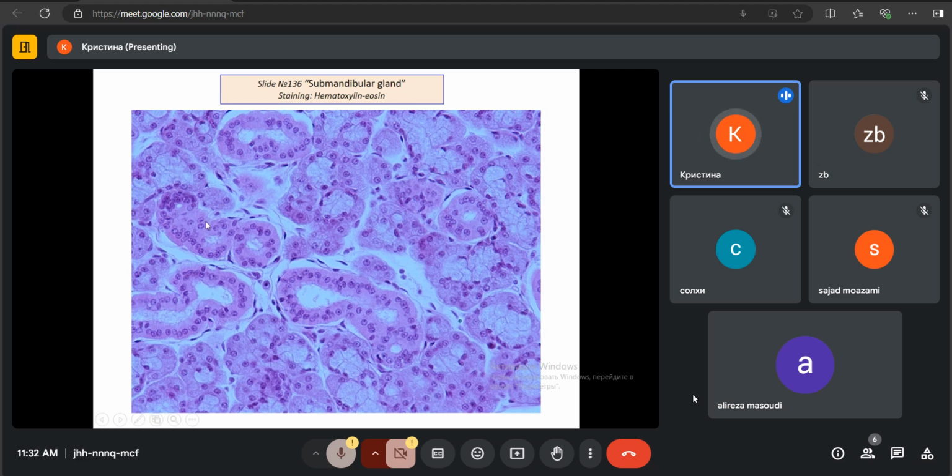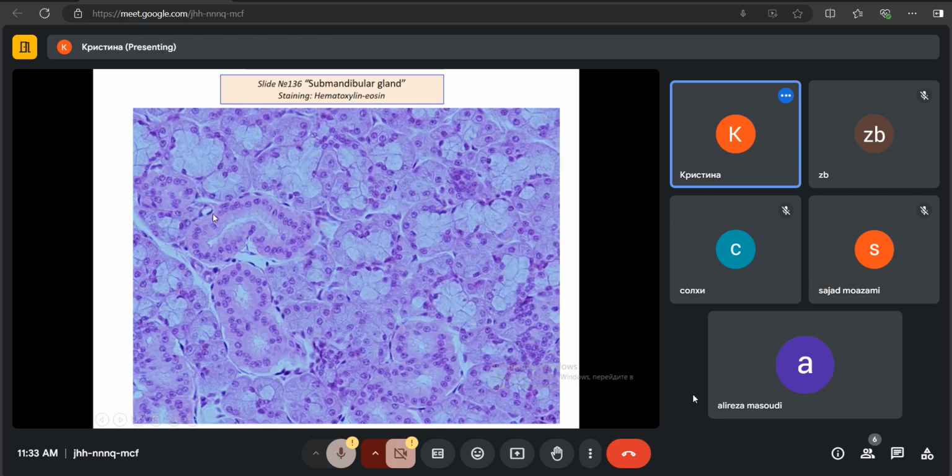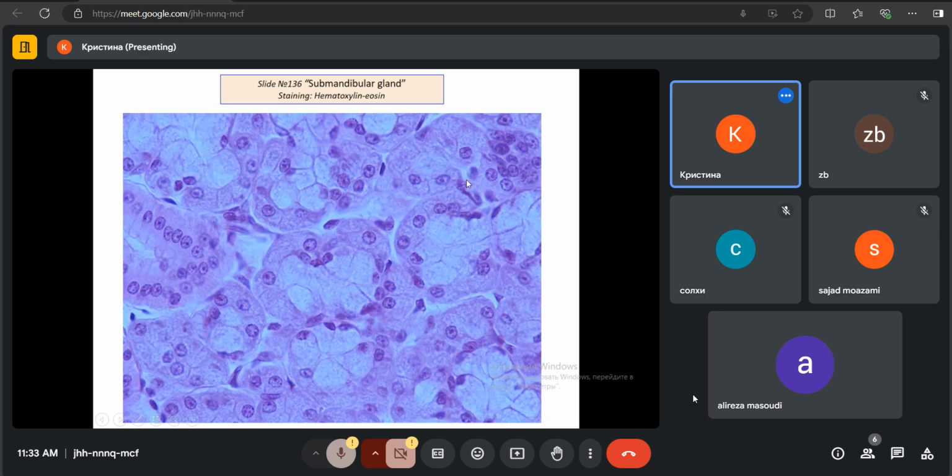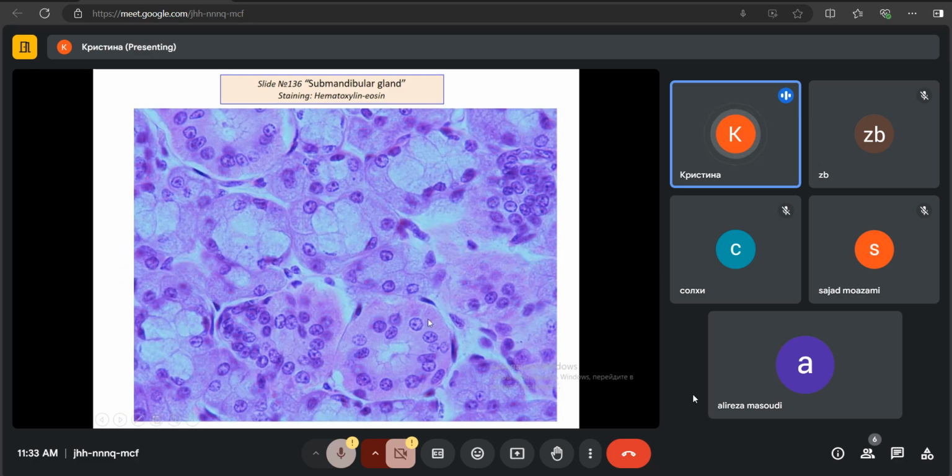In this picture, we see the striated ducts, which have oxyphilic cytoplasm, and this can be the intralobular duct because it has two layers of cells. Here is also a striated duct, and this group of cell nuclei can show us the intercalated duct. Here are the striated duct and secretory portions. Striated duct, and this can be the intercalated duct, which is smaller.